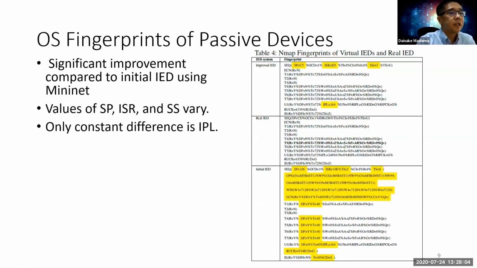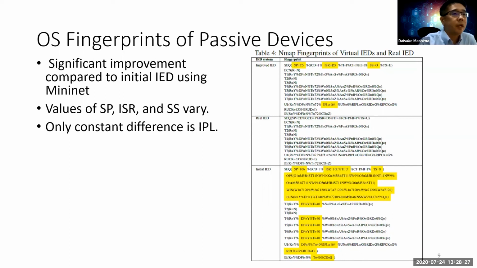But still, there are some differences, as you can see. However, the SP, ISR, and SS numbers change for each scan, meaning that the value fluctuates within a certain range. So it is not a critical factor to differentiate a virtual IED from a real IED.